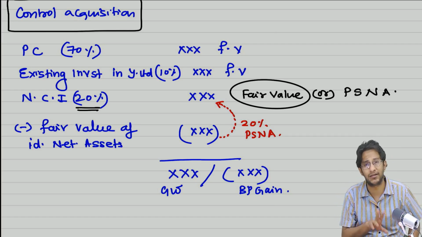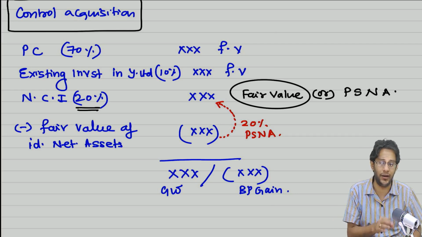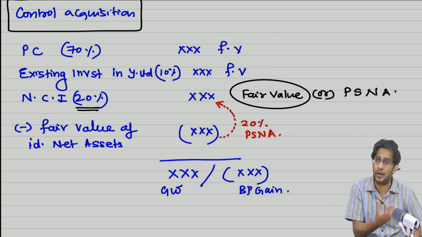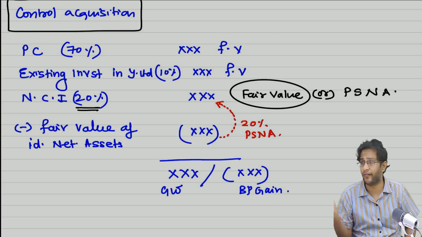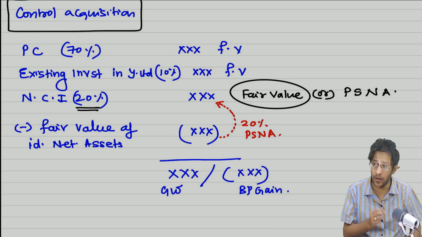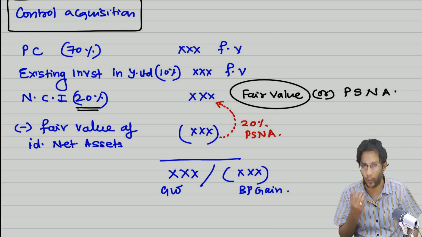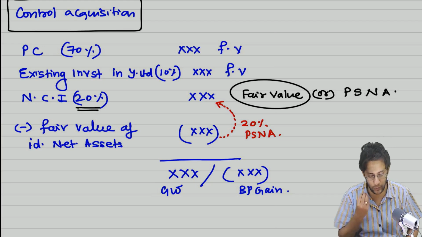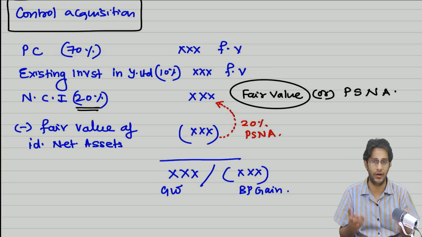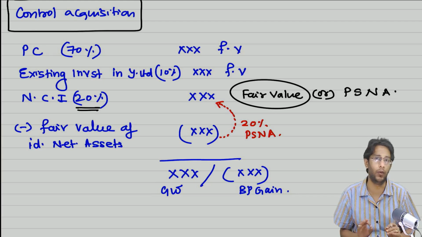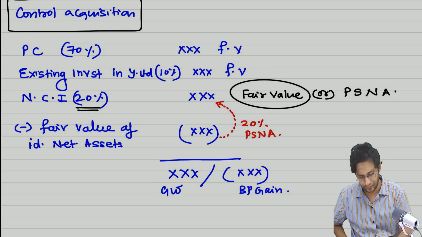Now both the methods are permitted. So the acquirer entity on the acquisition date, for determining goodwill, has a choice of measuring NCI at PSNA or measuring NCI at fair value on the date of acquisition. And obviously, depending on the choice you make, this goodwill number will definitely change. Definitely the goodwill number will have an impact because of that.